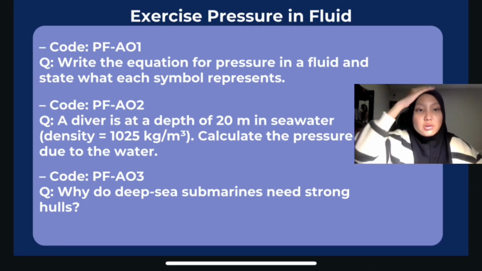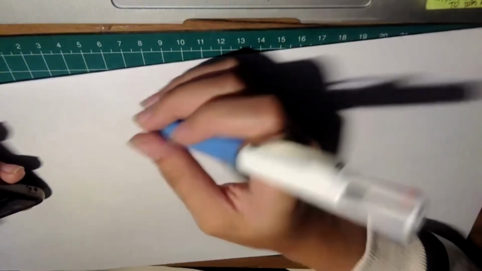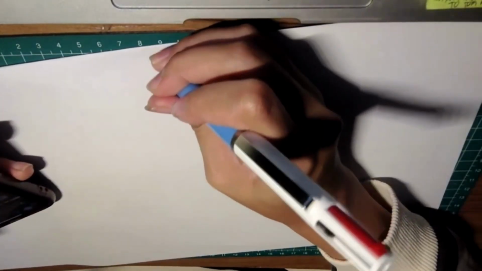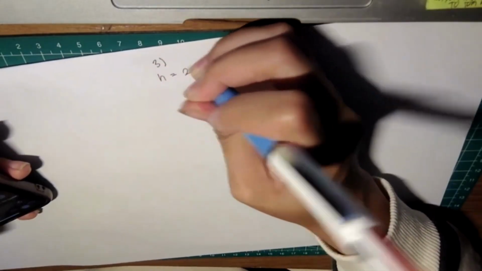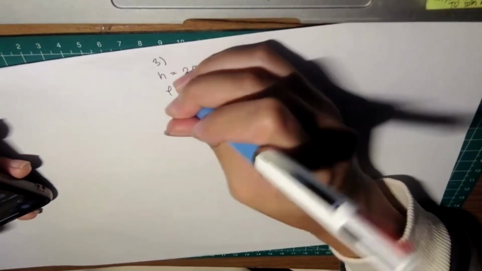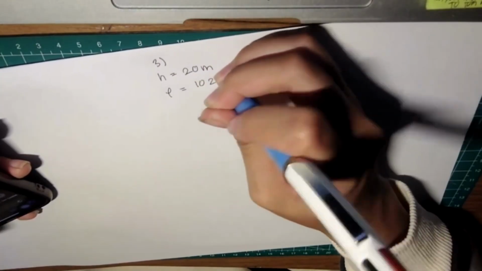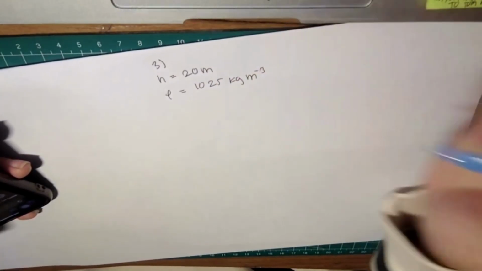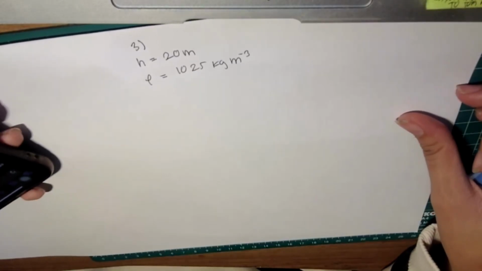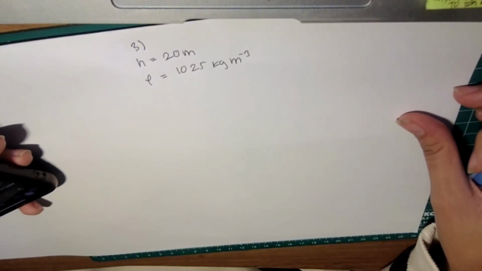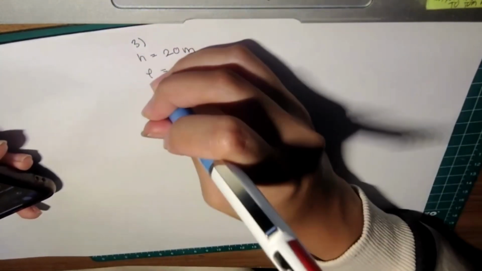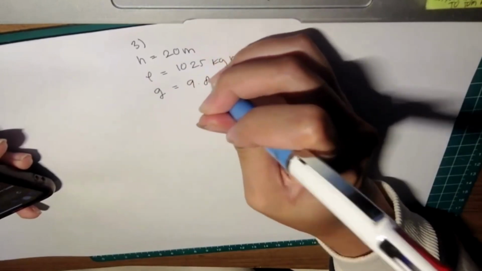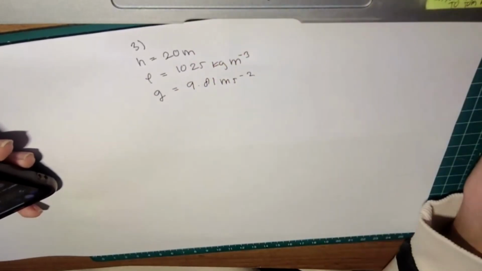Now we will move on to the AO2. So we're back with a piece of paper. It was given the height or the depth. We should take pressure in fluid. The depth is 20 meters, and the seawater has the density, or rho, of 1025 kg m⁻³. That's the provided information. But you must know that when the gravity is not given, that means this is on Earth. That means the gravity will be 9.81 m s⁻².